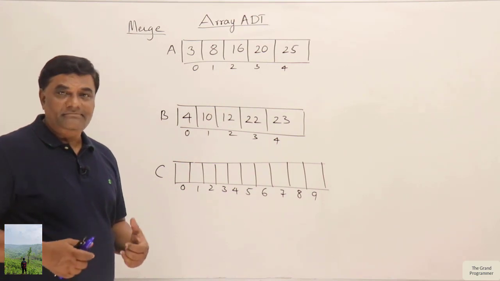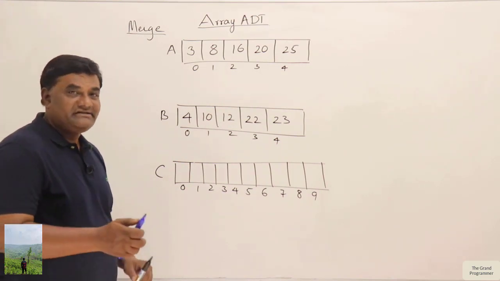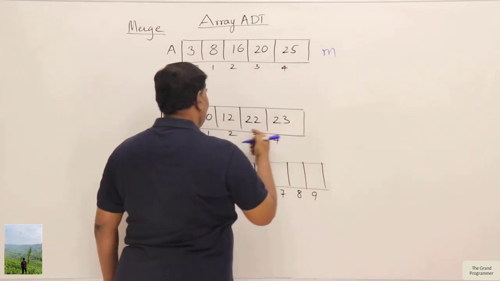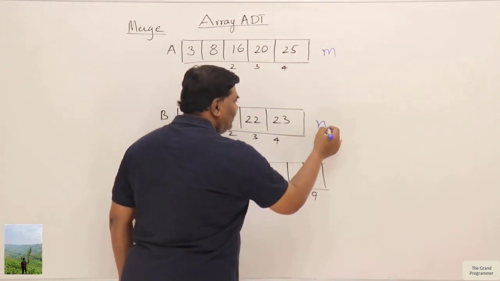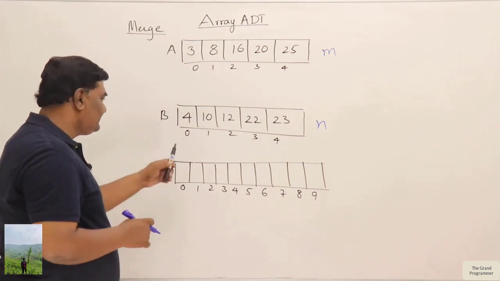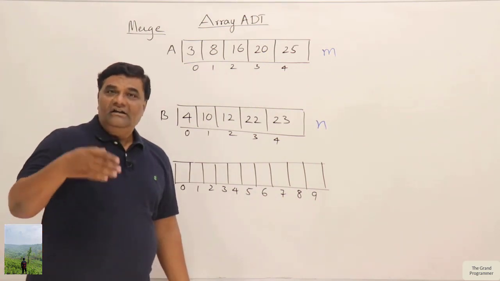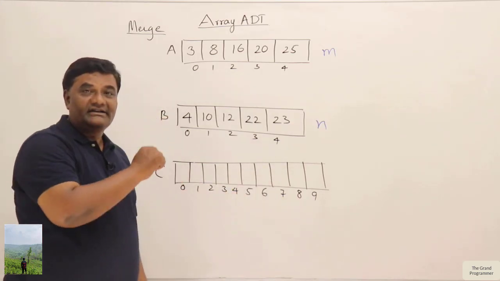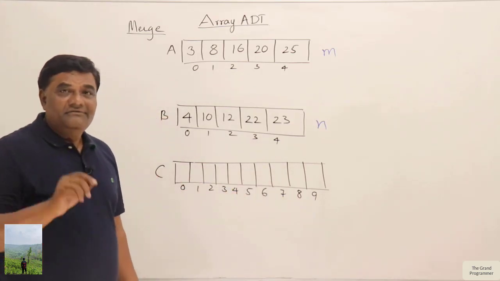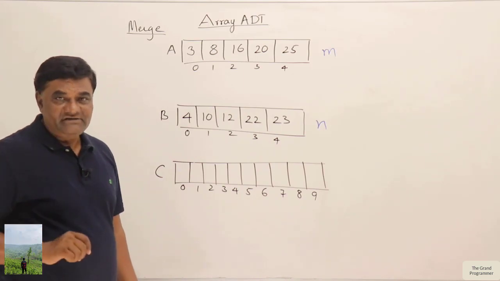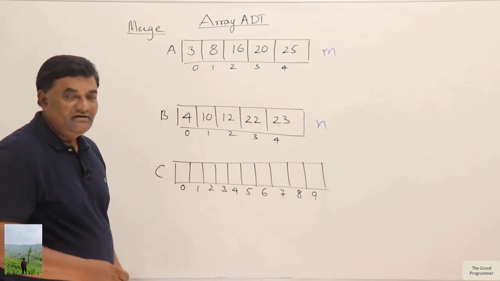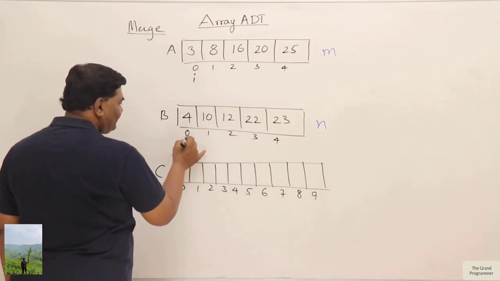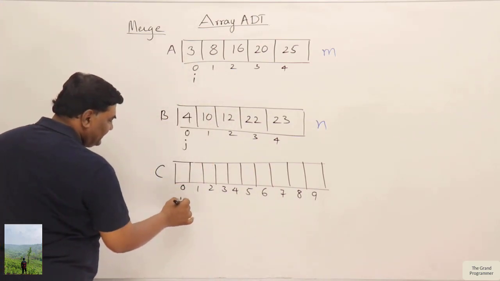Now how to combine them? Before looking at the procedure, let us say the number of elements in this array is m and in this array is n. So this is having m elements and this is having n elements. Now we will combine these two and store them here such that they are sorted. For that we will take index pointers i, j and k. i starts from the first index of A, j starts from the first index of B, and k starts from here.